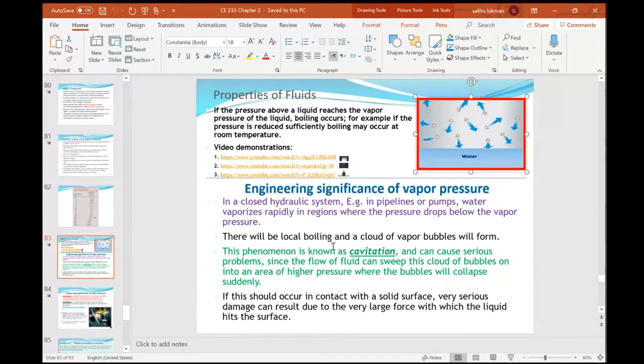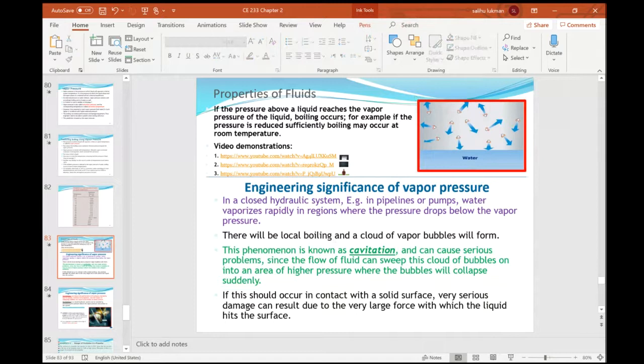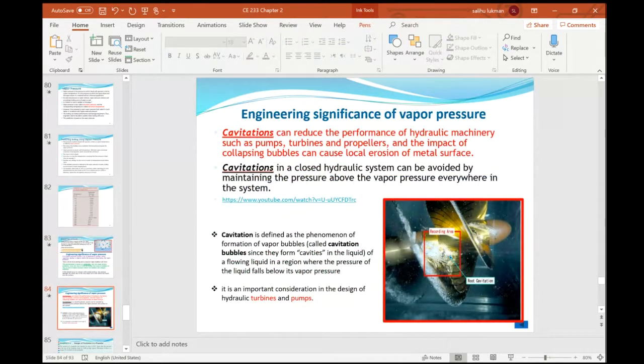This occurs normally in pumps and propellers, because the pressure at the upstream is usually lower than the downstream. So when it encounters lower pressure upstream, you have bubbles which burst at the other end. So pumps need to be maintained, because over time you realize they have been eaten out because of cavitation. Cavitation can reduce the performance of machinery such as pumps, turbines and propellers, and the impact of collapsing bubbles can cause local erosion of metal surface.